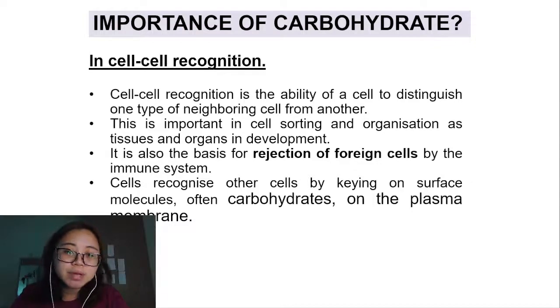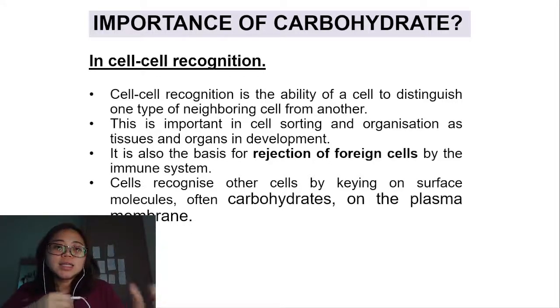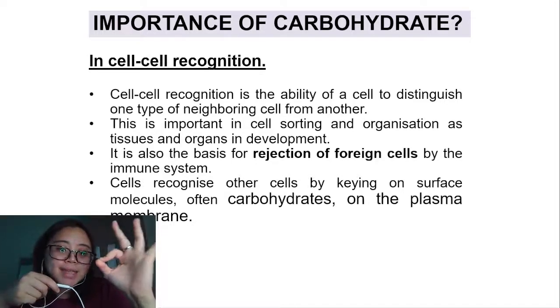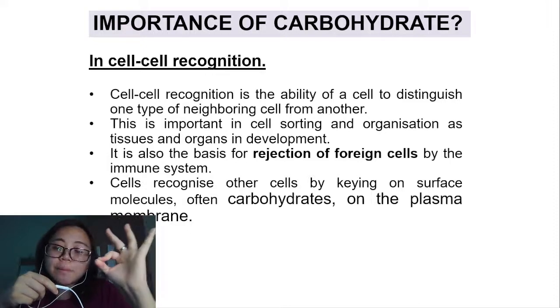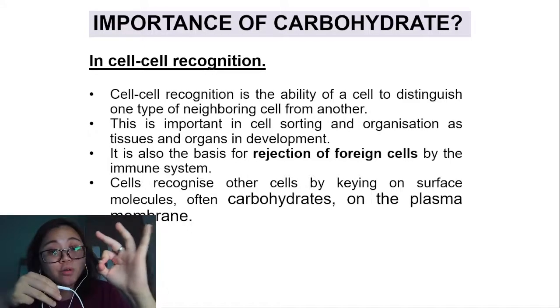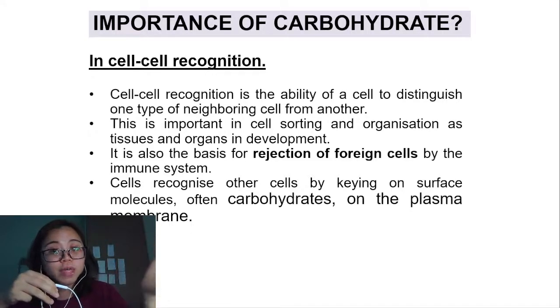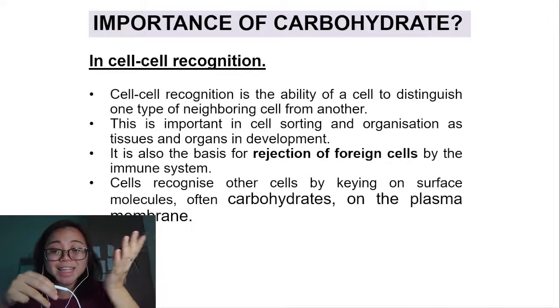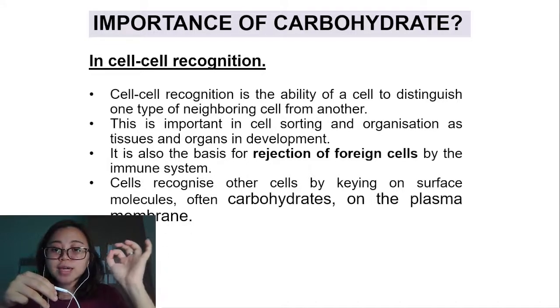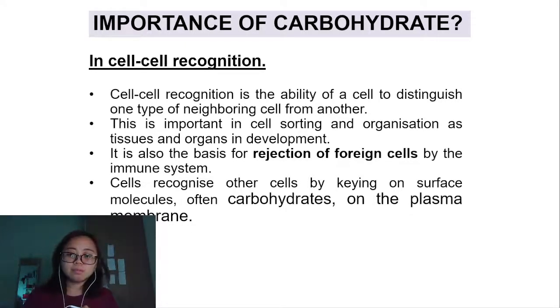Cell-cell recognition is the ability of a cell to distinguish one type of neighboring cell from another. Okay, is this one of us or is this enemy? This is important in cell sorting and organization as the tissues and organs in development. This cell-cell recognition is also the basis for rejection of foreign cells by the immune system. Like I said, this is how your body knows whether it is looking at a friend or an enemy that it needs to kill. Cells will recognize other cells by keying on surface molecules, often carbohydrates, on the plasma membrane.